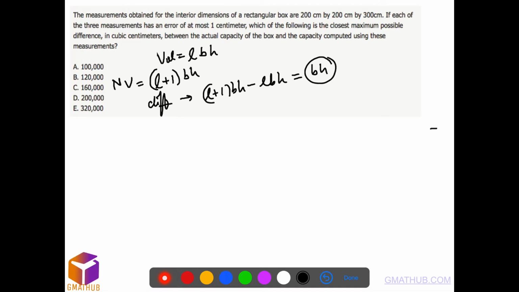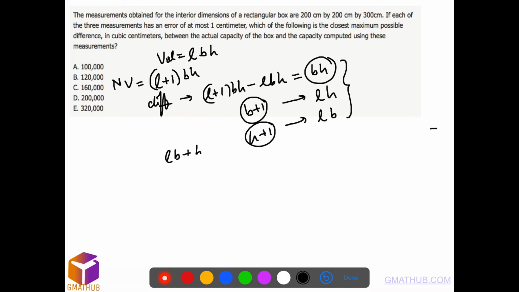Similarly, if the breadth changes by 1, the difference in volume will be L into H, and if height changes by 1, the difference in volume will be L into B. So this is the combined difference, LB plus BH plus LH. So it could be taking 2 dimensions at a time. So let's say L is 200, B is equal to 200, and H is equal to 300.